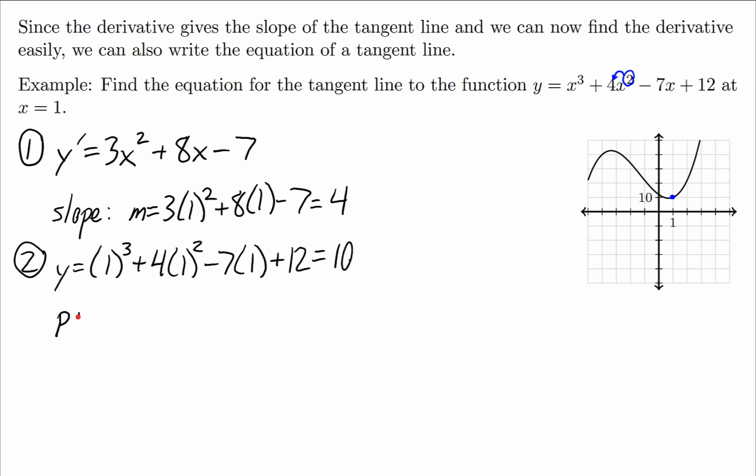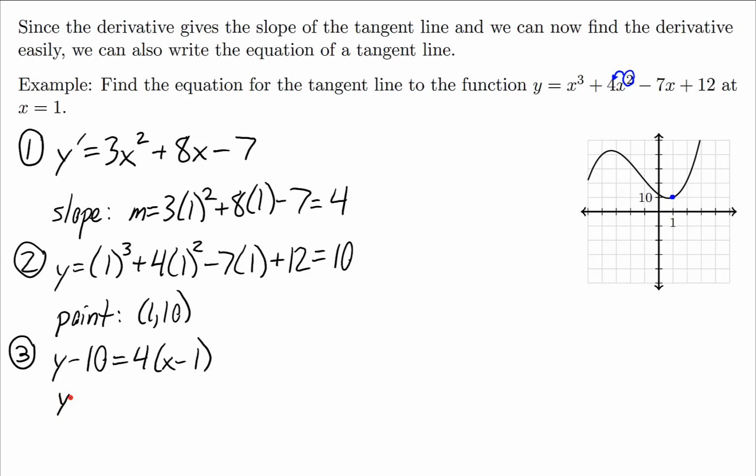So that gives us a point that is on the line, and that's something I need to find the equation of the line. The point is (1, 10). The final step is to use your point-slope formula. Remember, it's y minus your y-coordinate from the point is equal to the slope times x minus your x-coordinate from the point, or what was given.